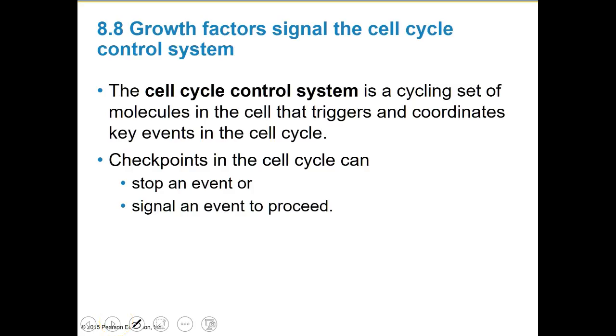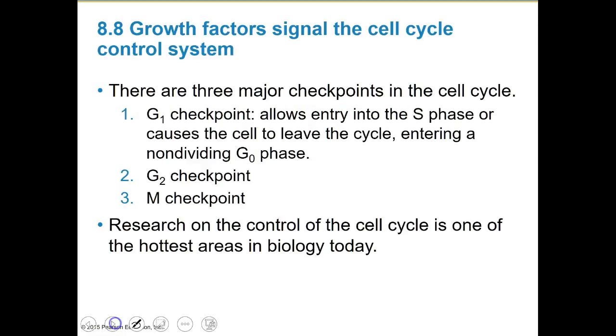Okay, so some other factors here: the cell cycle control system is a cycling set of molecules in a cell that triggers and coordinates key events in the cell. So checkpoints are the big thing. There are checkpoints in the cell cycle. They can either stop or signal something to proceed. They're just like little checkpoints. So there are 3 major checkpoints.